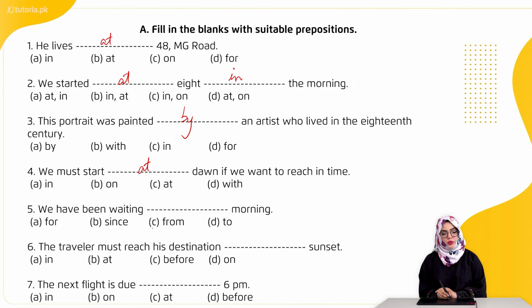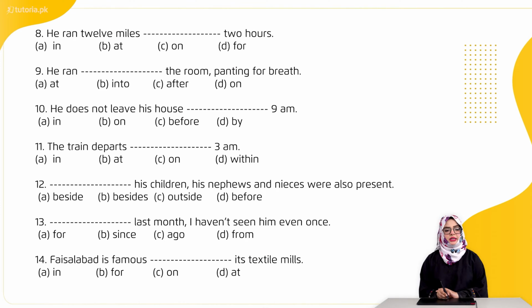Fifth is we have been waiting since morning. Sixth is the traveler must reach his destination before sunset. Seventh is the next flight is due at 6 p.m. Eighth is he ran 12 miles dash 2 hours. He ran 12 miles in 2 hours. Ninth is he ran dash the room panting for breath. He ran into the room.